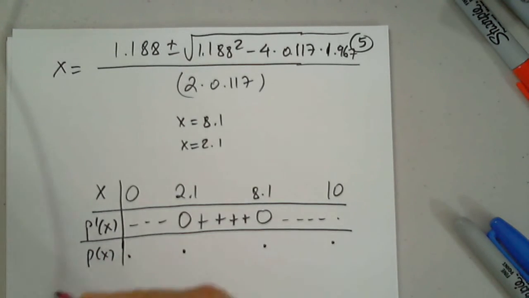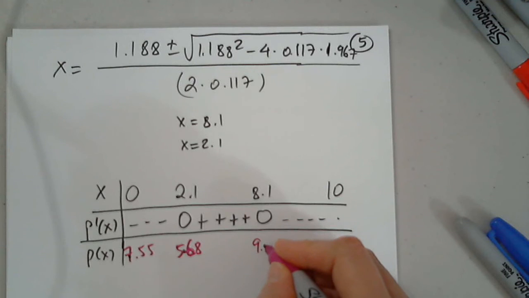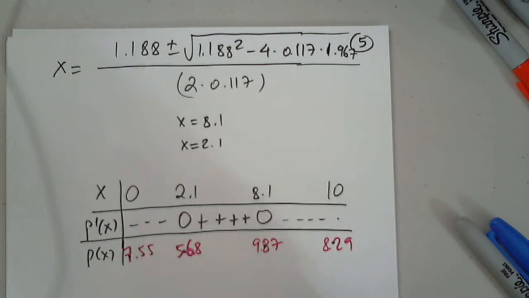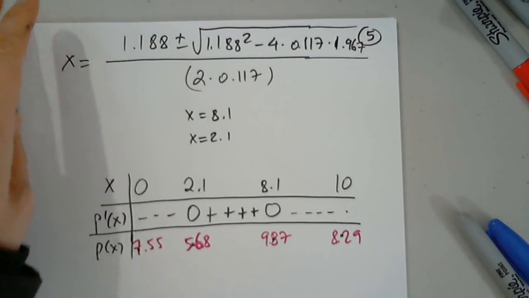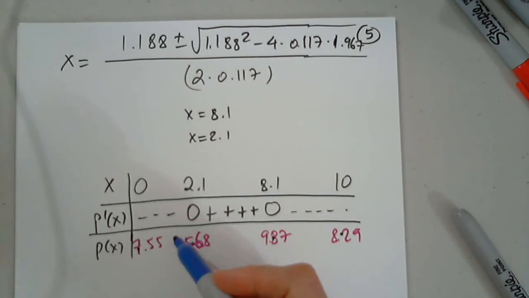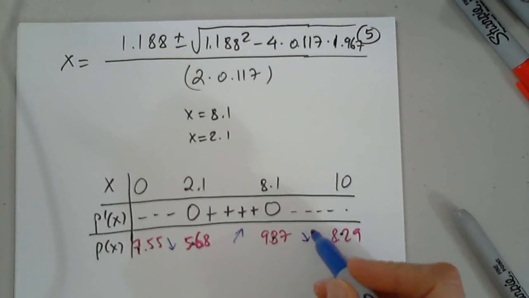Okay, for 0 I have 7.55, for 2.1 I have 5.68, for 8.1 I have 9.87, and for 10 I have 8.29. Only now I'm checking my work. You like the table or not? I think it's not my invention. I will not take credit for it. But I think it's a brilliant situation to check your work and have everything right in front of you. So 7.55 to 5.6, yep, that's correct. 5.6 to 9, yep, that's correct. 9 to 8, yes, that's correct.